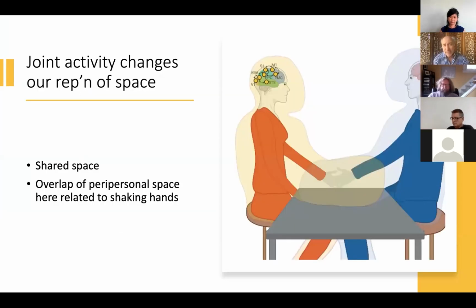Joint activity is a third way in which our conception of space changes. So when two people shake hands like this, there is a sharing of peripersonal space. When two people are working mediated by a large two-person saw to cut a log, exactly what is happening in the brain to represent that joint activity?